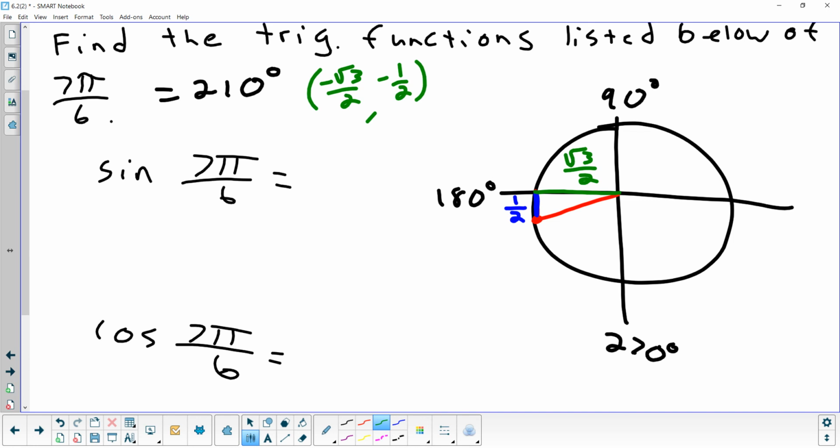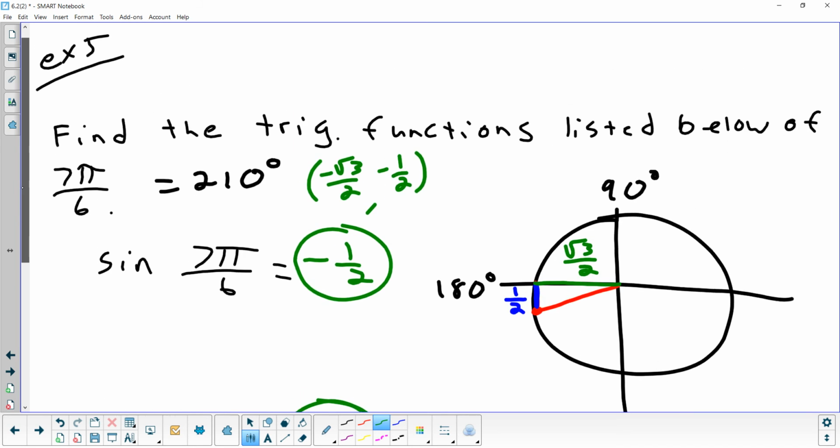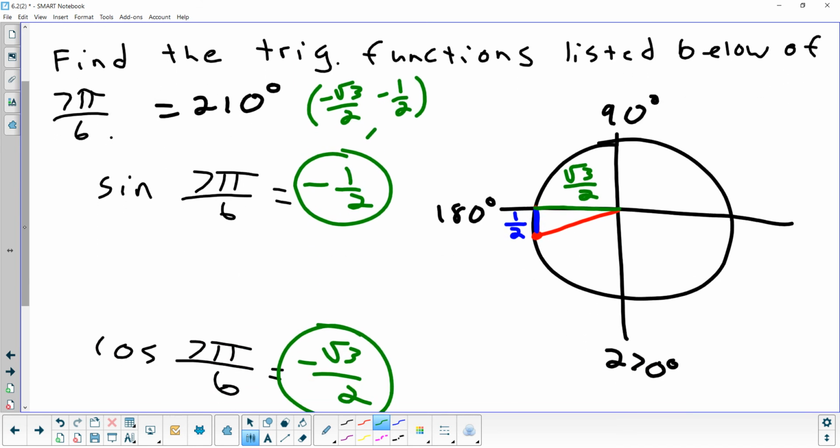Okay, let's do the sine. Sarah, what's my sine? Negative 1/2. Good. So the sine of 7 pi over 6 is negative 1/2. What's the cosine of 7 pi over 6? Yeah, negative square root of 3 over 2. Perfect. Okay, any questions on those two?